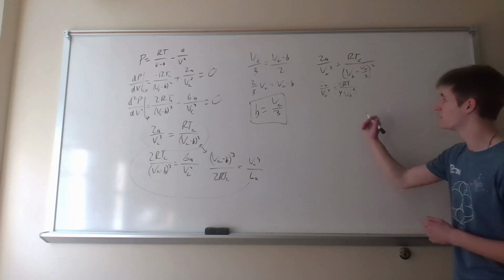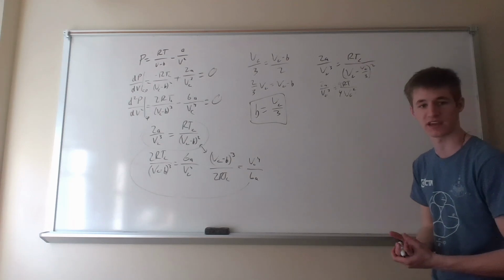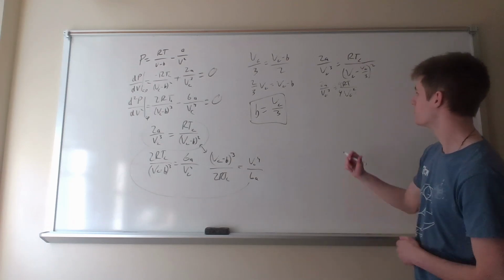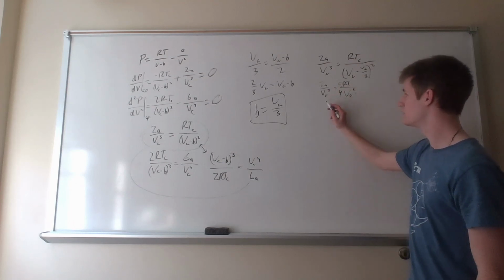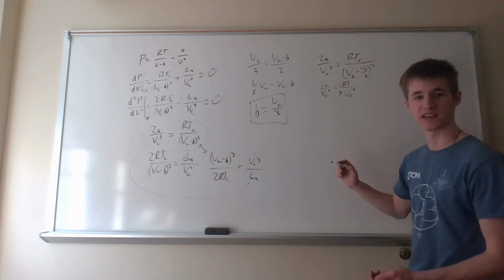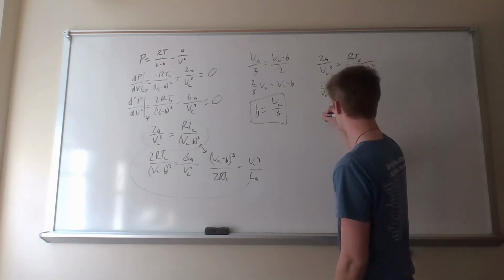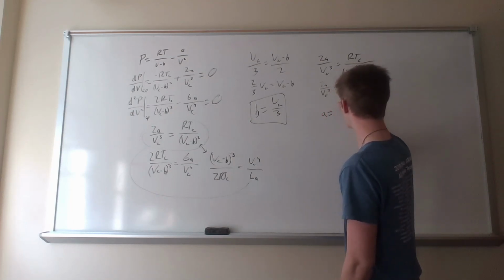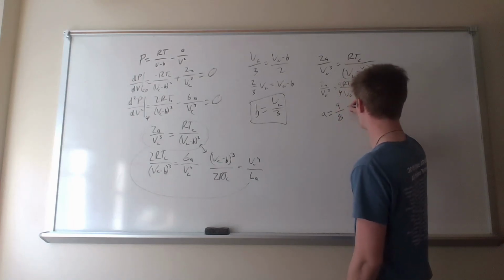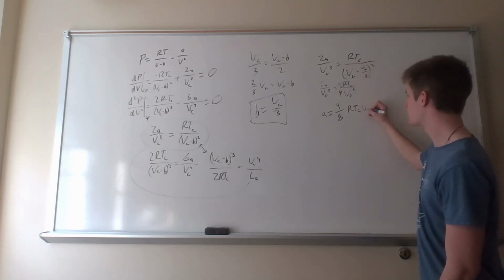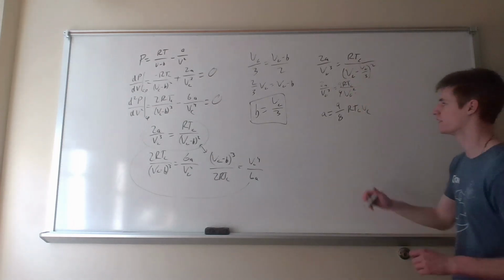And now from here, it's just some simplification, right? So you can see A is on this side. If we multiply by Vc cubed over 2 on both sides, we get A by itself. So A equals 9/8 RTc times Vc, right? And that's our A value.